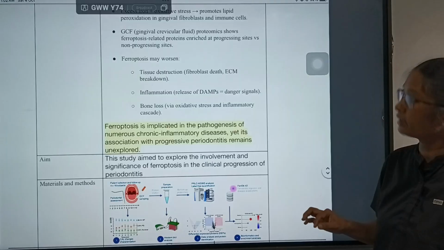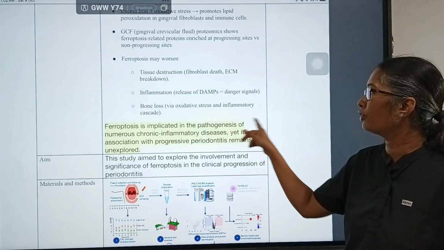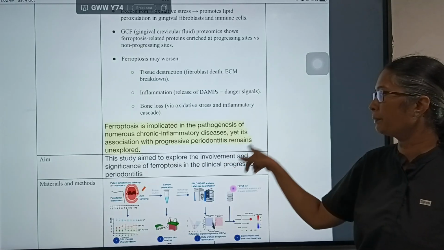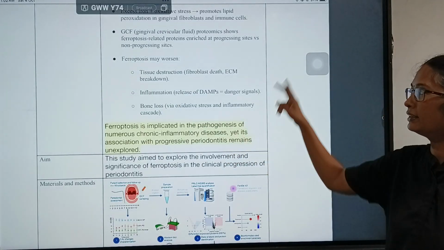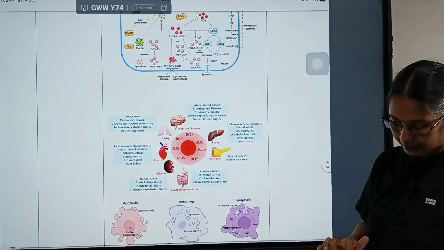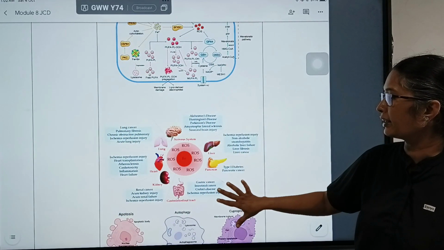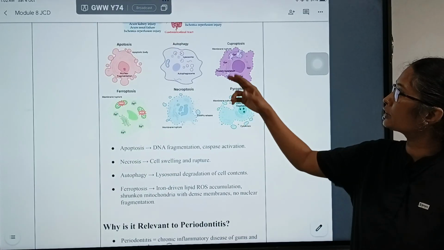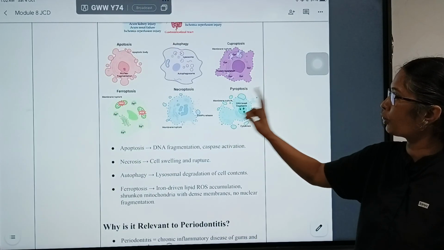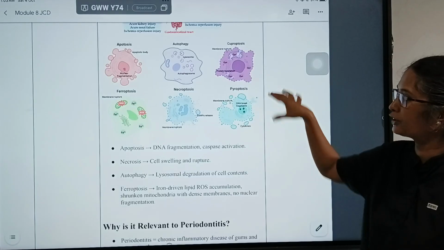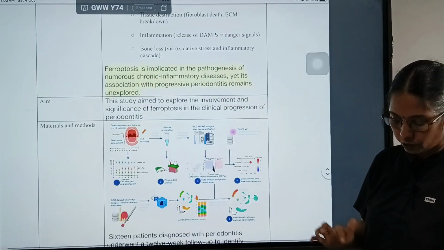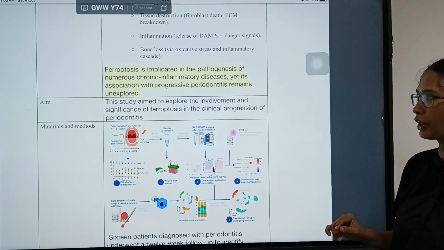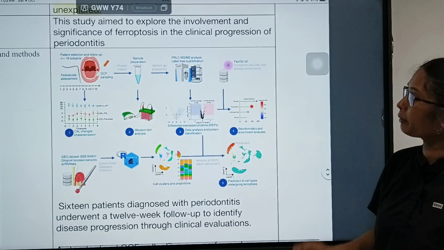So the novelty comes here. Ferroptosis is implicated in the pathogenesis of numerous chronic inflammatory diseases, yet its association with progressive periodontitis remains unexplored. This is the reason they have done this study. You can see that in many chronic inflammatory conditions, ferroptosis occurs. And as I said, apoptosis, autophagy, cuproptosis, ferroptosis, necroptosis and pyroptosis are different kinds of cell death which happen. The aim of the study was to explore the involvement and significance of ferroptosis in the clinical progression of periodontitis.